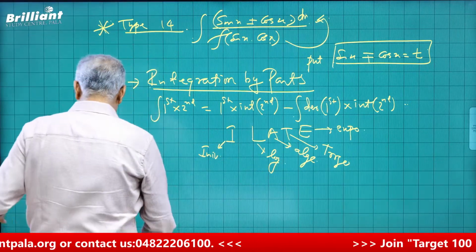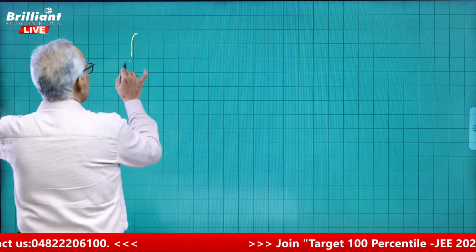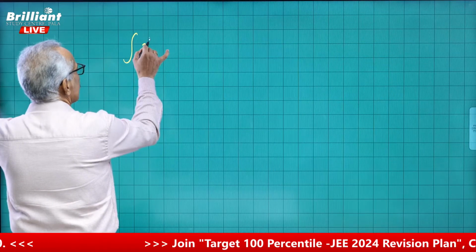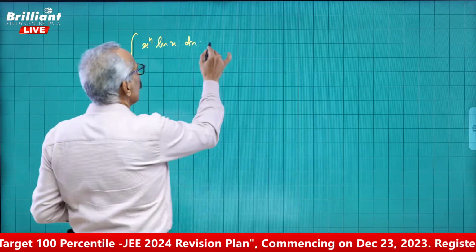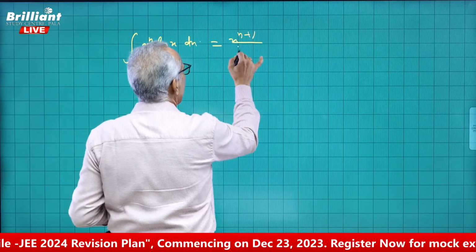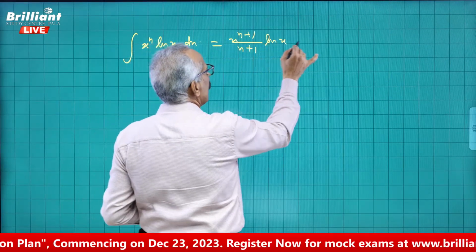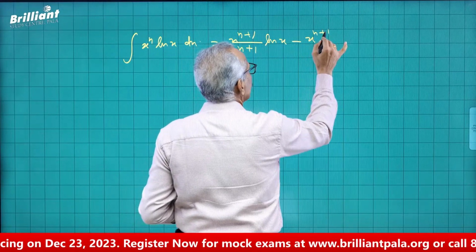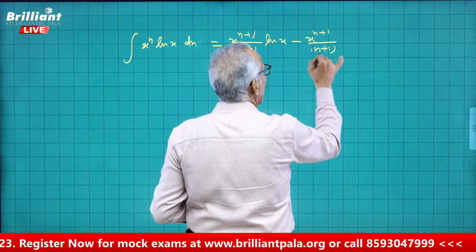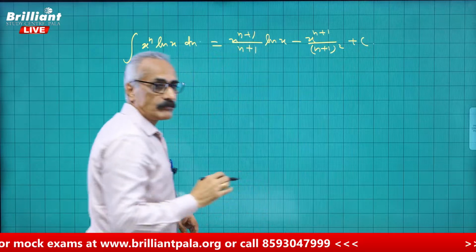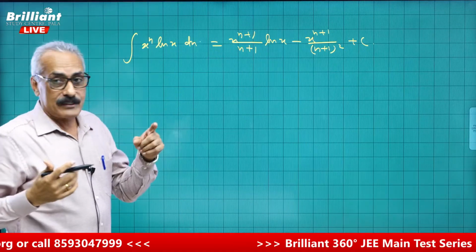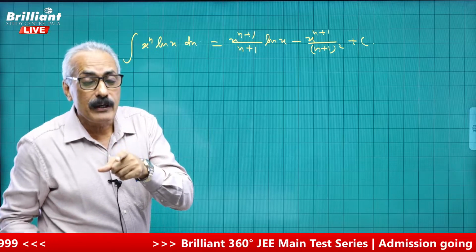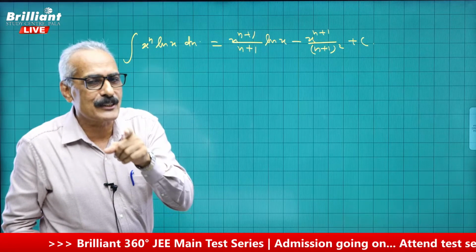Like this, I solved just one question: integral x raised to n log x dx. You must know this answer also. It is x raised to n plus 1 divided by n plus 1 into log x, minus x raised to n plus 1 divided by (n plus 1) the whole square, plus c. Here log comes first, because I do not know the integral of log x. But I told you today in the beginning, the integral of log x is x log x minus x.